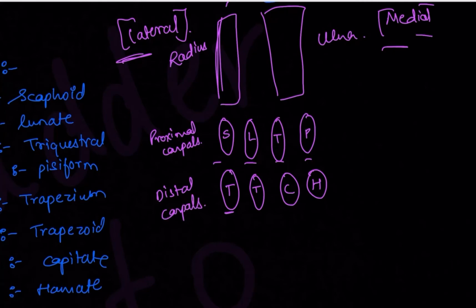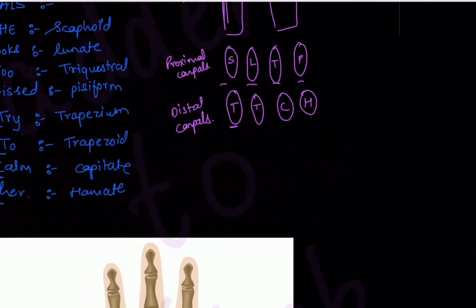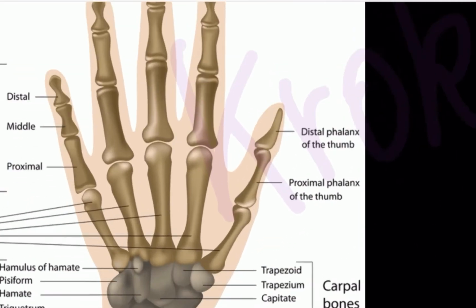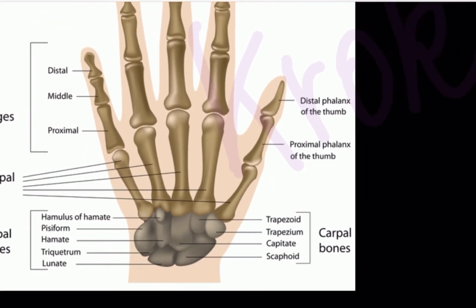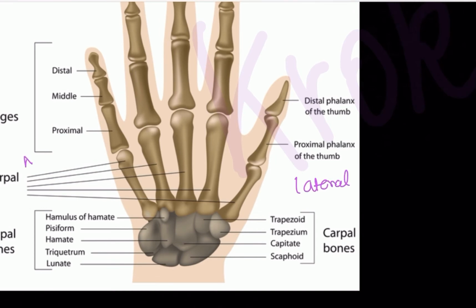Then you will have the 5 metacarpals which will go into your fingers. 5 fingers. Okay. So let's look at this. This is the lateral side. This is the medial side. Here your radius will be present and here your ulna. So this is radius. This is ulna.